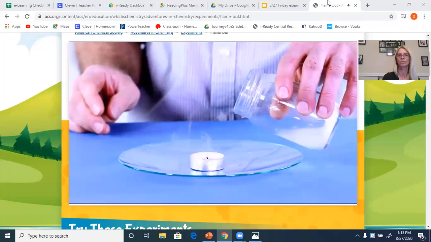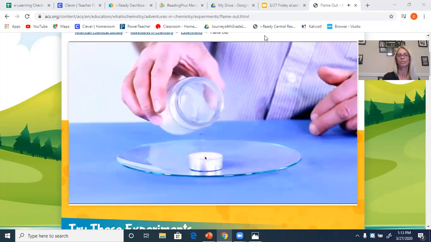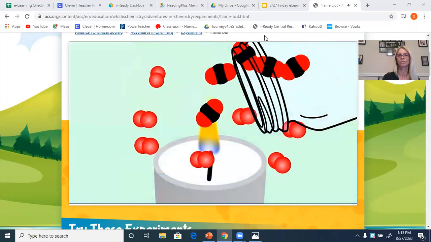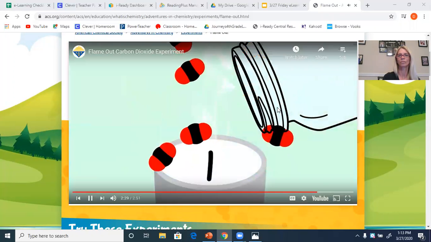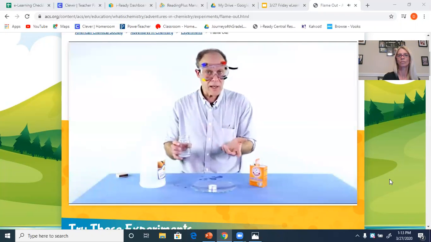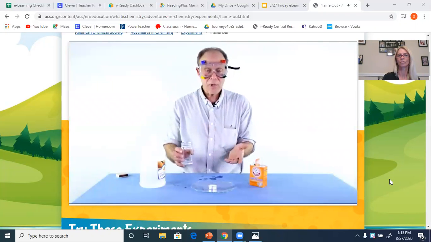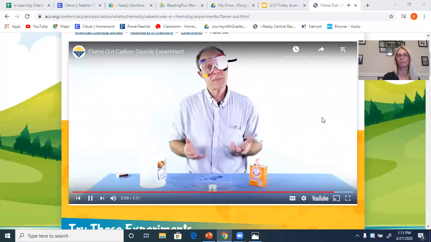Now, the reason why that happens is because the carbon dioxide is heavier than the air, and it comes out of the jar, and as it flows over the flame, it pushes the oxygen out of the way. So it can't get oxygen anymore. And just like covering it up with the jar, if it can't get oxygen, the flame goes out. So that's why the CO2 from that reaction puts the flame out.